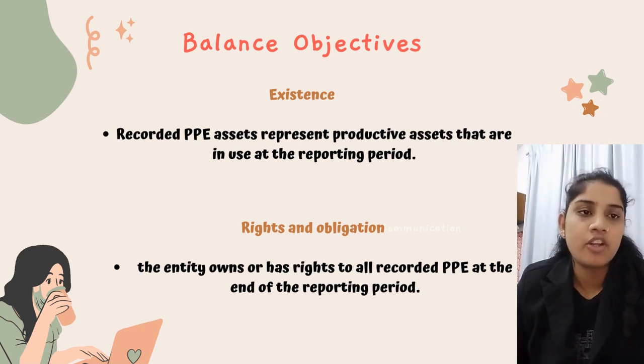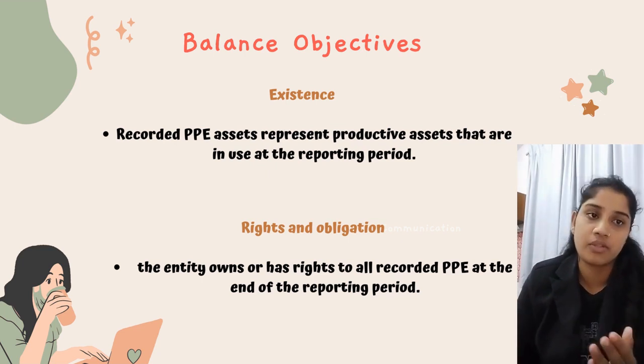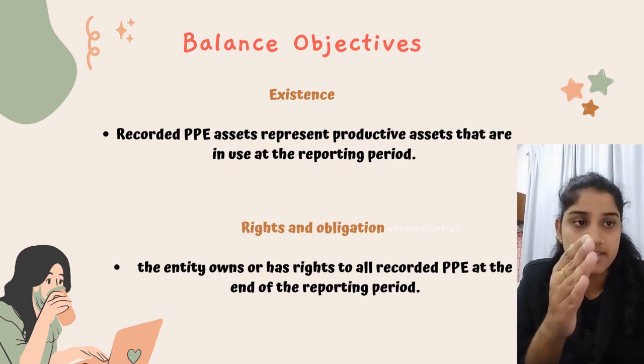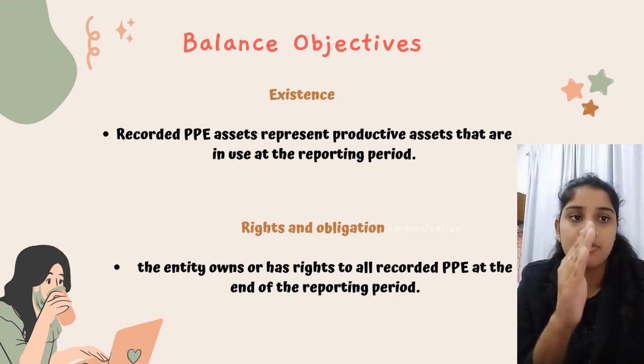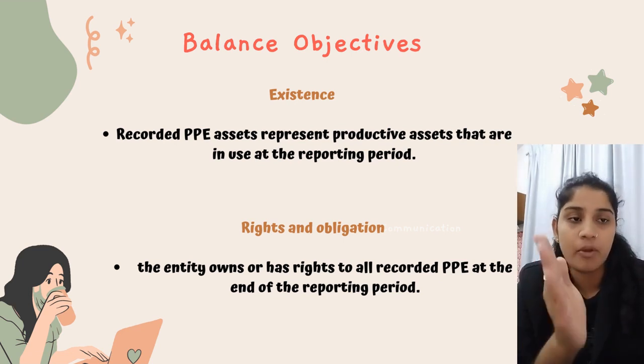Next is rights and obligations. The entity owns or has rights to all recorded property, plant and equipment at the end of the reporting period, which means the entity owners should always have the rights to record everything that happens in their property, plant and equipment once the reporting period ends.